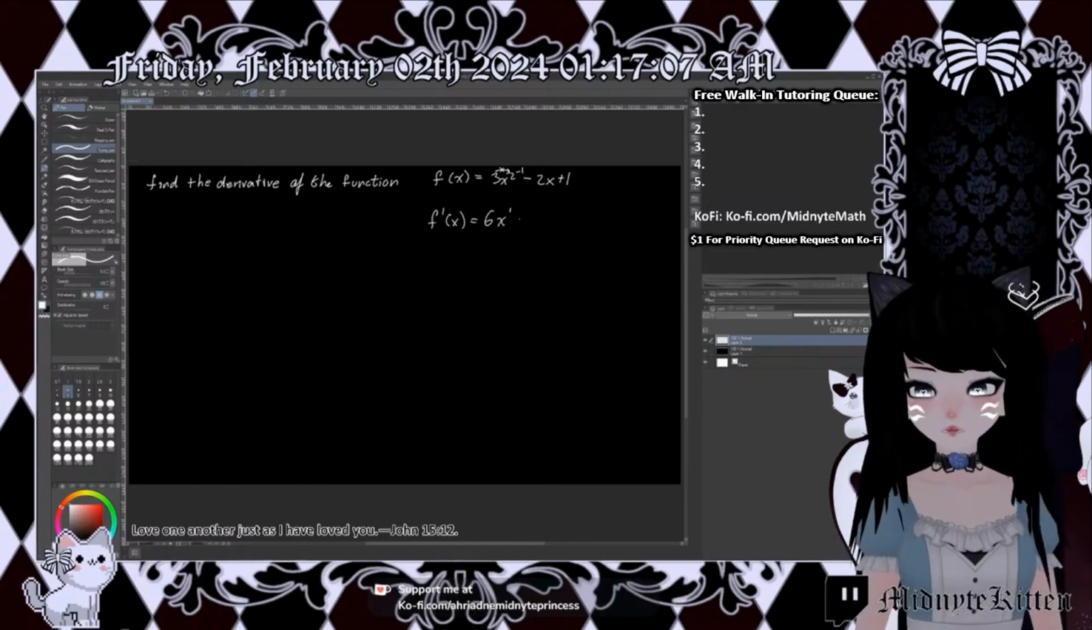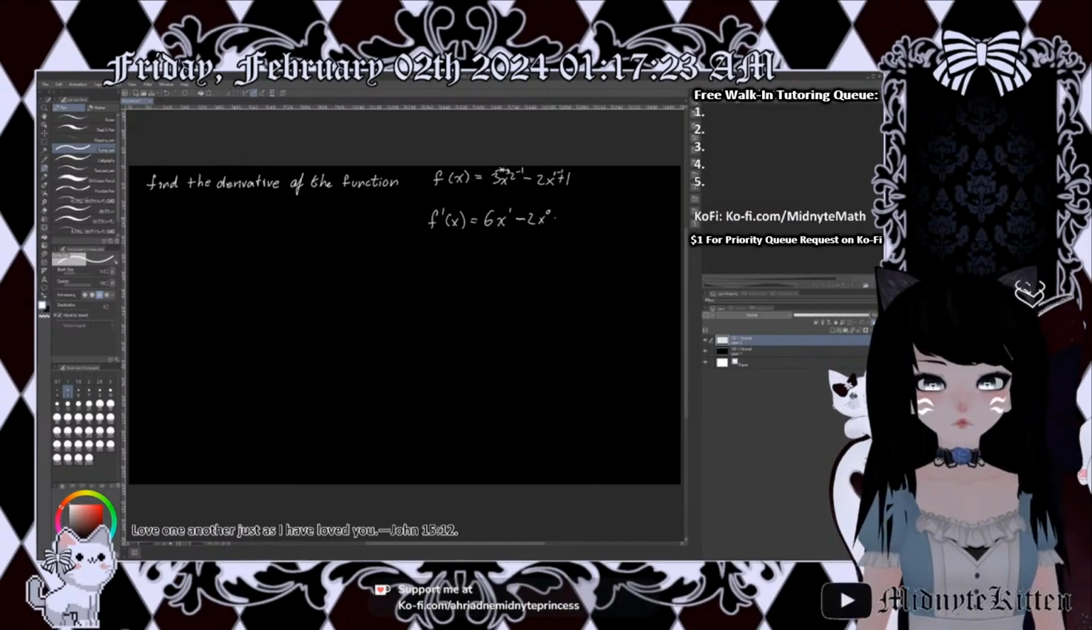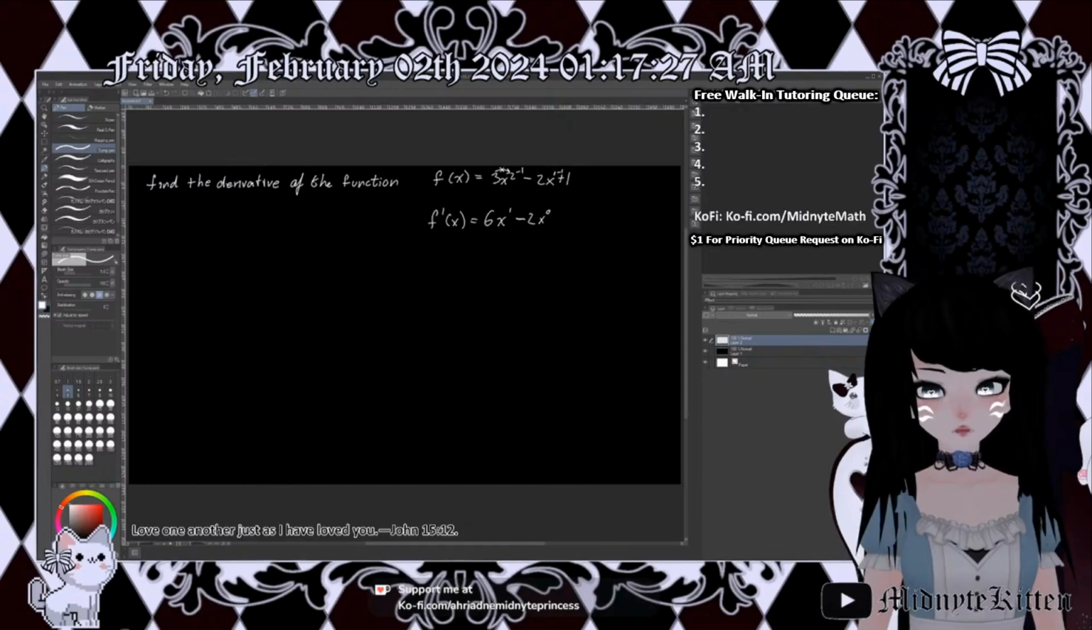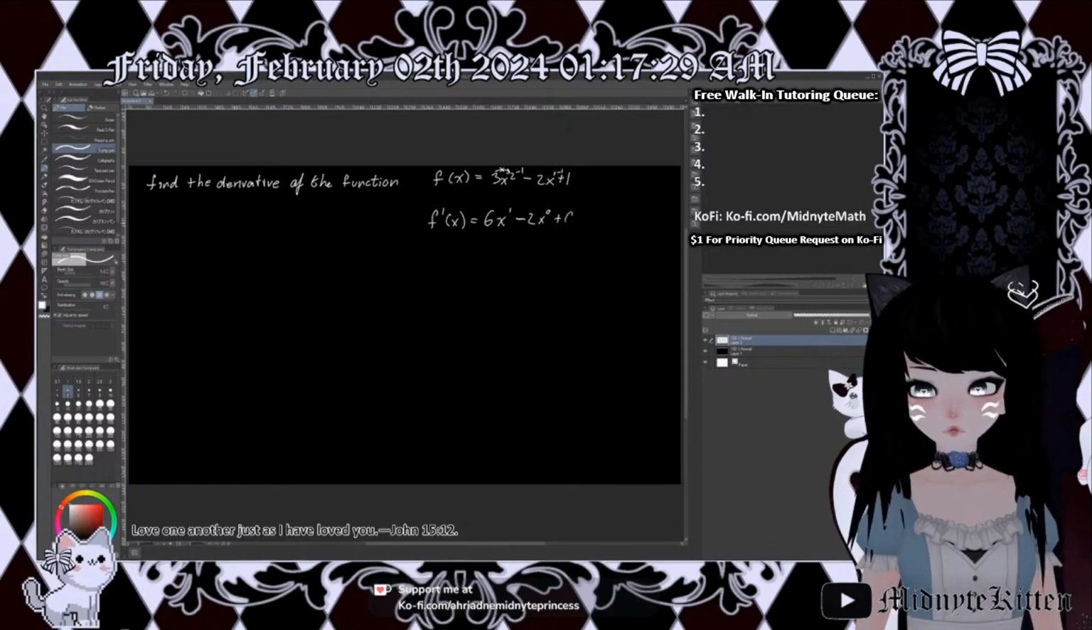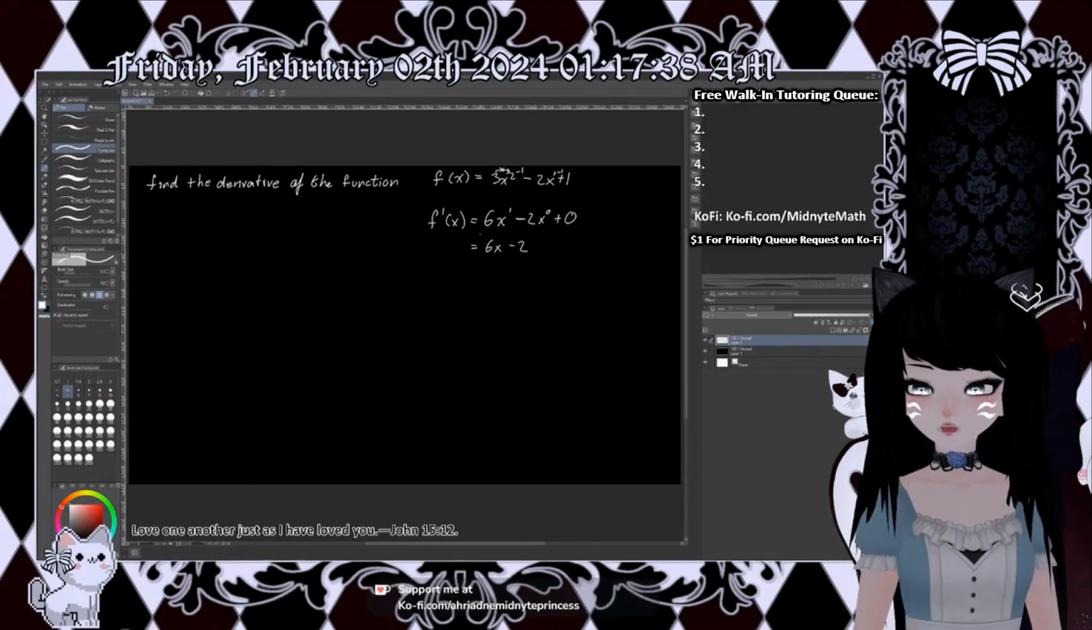And then minus, we have 2 times the 1, so that's 2. And then 1 minus 1, that's just 0, so x to the 0 power, that would just be 1. And then the derivative of any number will just be 0. So then let's simplify this. Minus 2, and that is it.